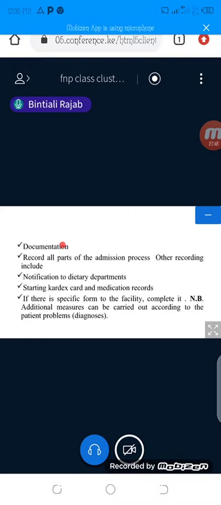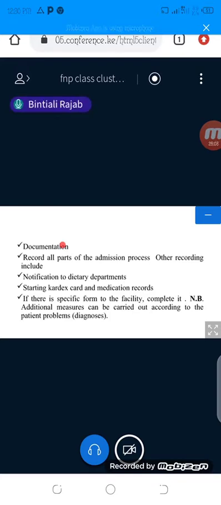If your patient is hypertensive, then you would want to get a low salt diet. You want to get a low fat diet. You want to get enough nutrients, etc., etc. So start the Cardex card and medication records.